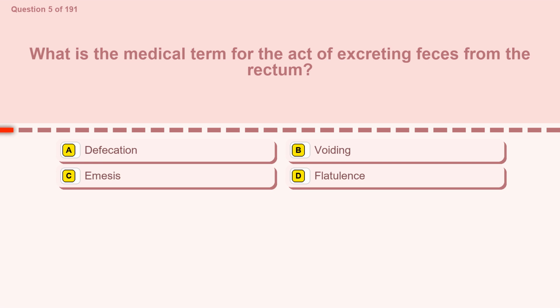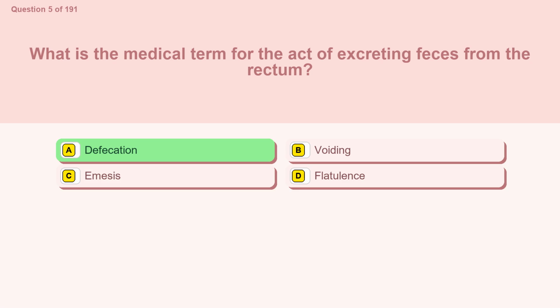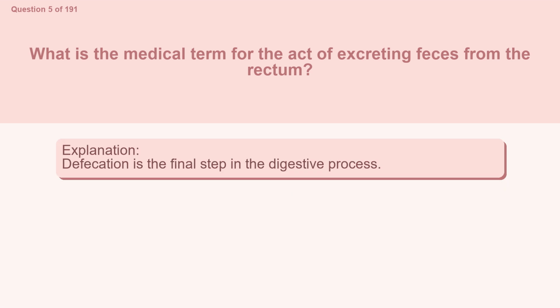Question 5. What is the medical term for the act of excreting feces from the rectum? Option A. Defecation. Option B. Voiding. Option C. Emesis. Option D. Flatulence. The correct answer is option A. Defecation. Defecation is the final step in the digestive process.